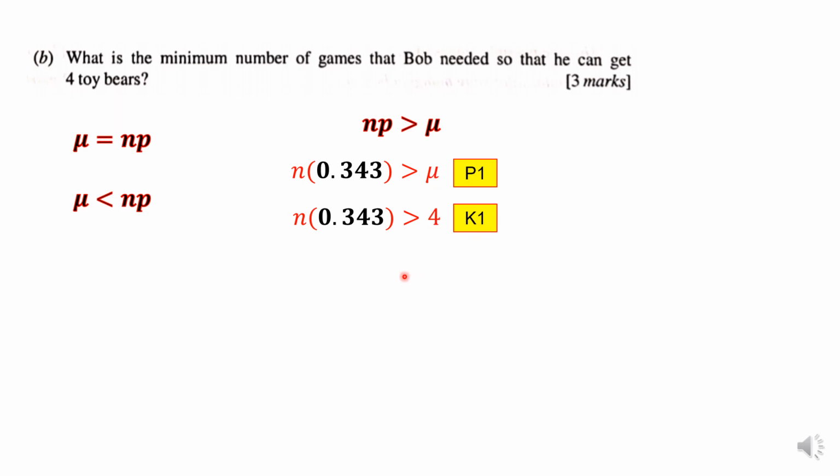Then by working out, you will get your n greater than 11.66. So the integer that is greater than 11.66 should be 12. Therefore, your n is 12. Finally, you get your answer for 3 marks. 1, 2, 3. Congratulations. That's all for today.